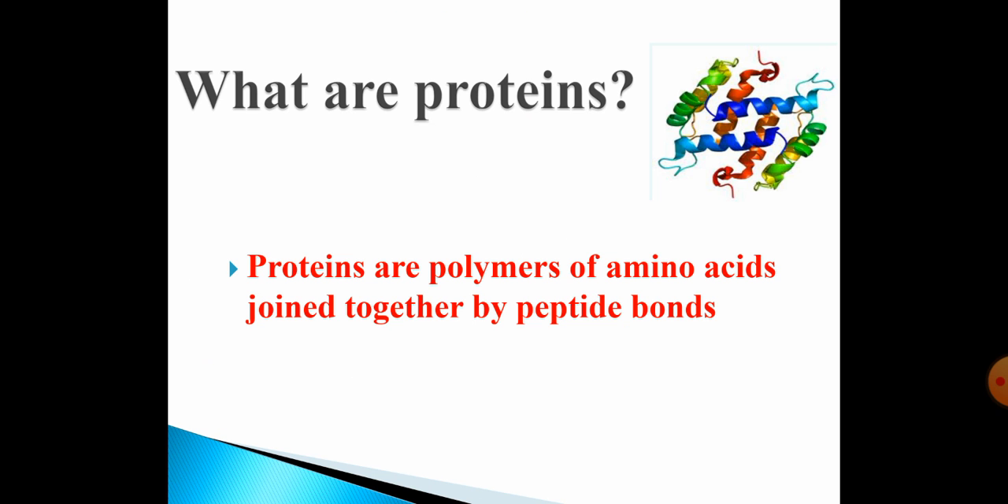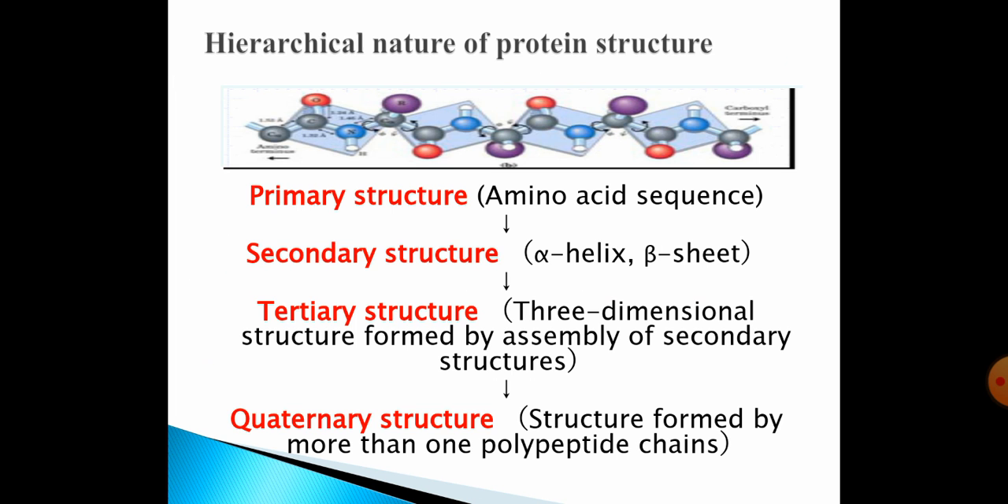Structure and function relationship. What are proteins? I already told you about that. So let me go to the hierarchical nature of protein structure. Protein is very important in our body. Any defect in the protein structure can make them lose their function. So to do their function, proteins have different structures that should come together to carry out the function. Any defect in this can lead to disease.